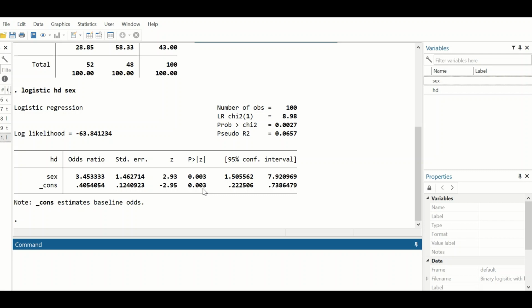So this is the way to do binary logistic regression with a dichotomous or binary predictor in STATA.